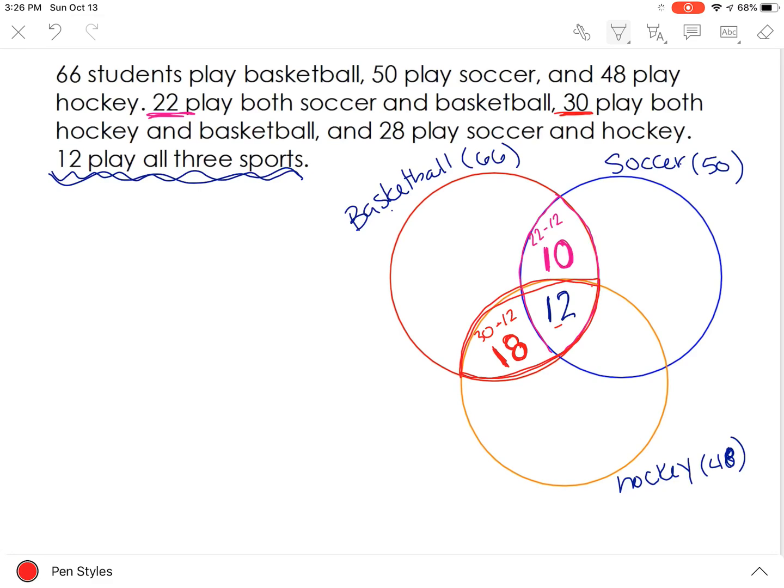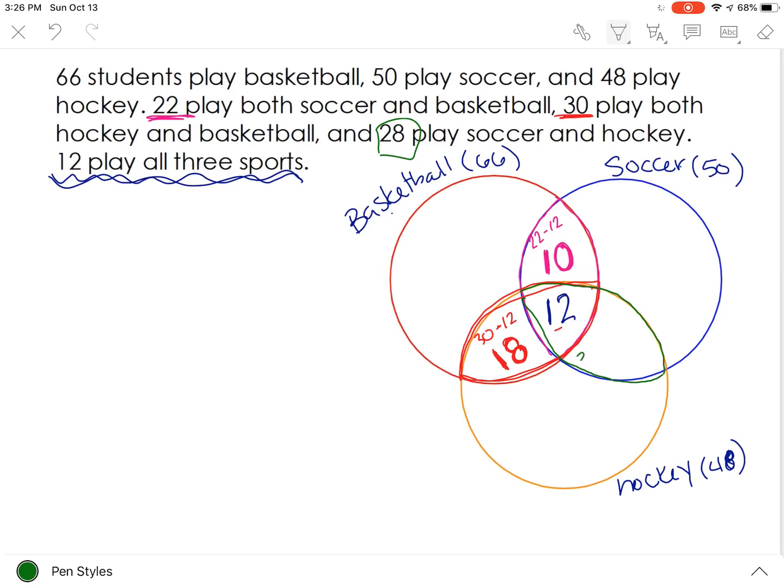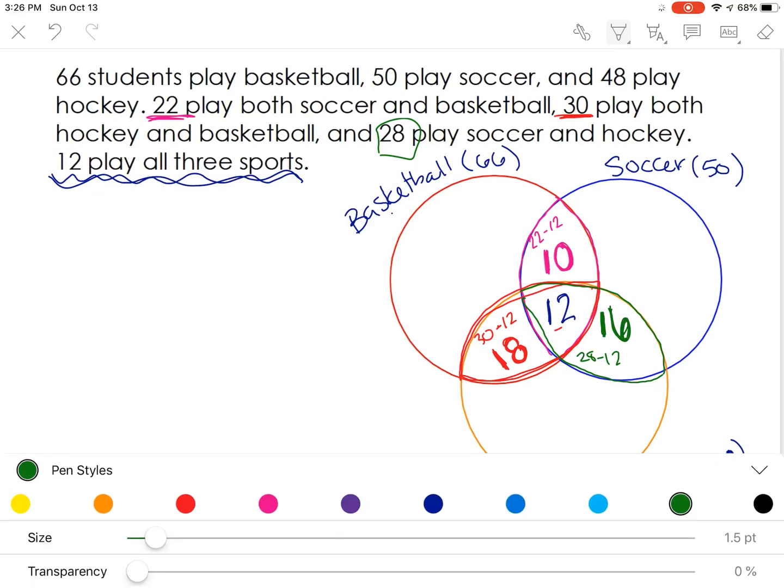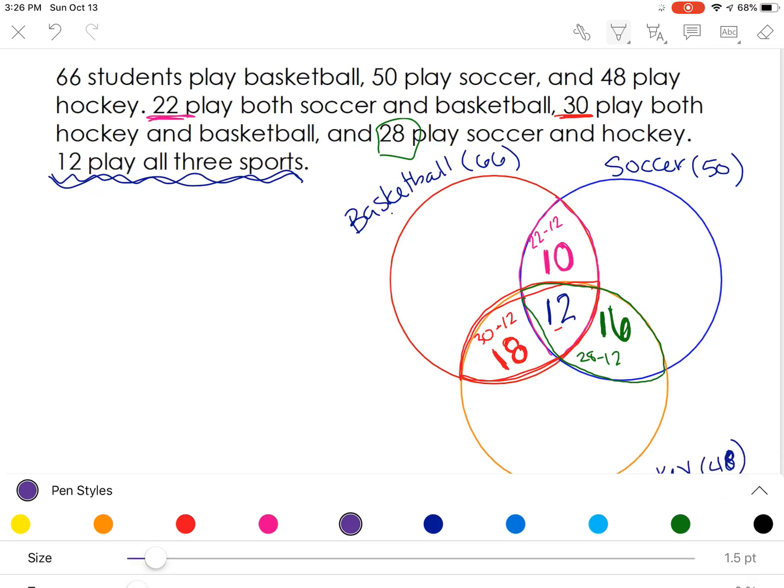And then it says that 28 people play soccer and hockey, so that's our last little joint section here. We've already accounted for 12 of them, so 28 minus 12 leaves us with 16 people who play soccer and hockey. 16 people. Well, we have one area left to fill. We have to figure out how many people just play basketball, just play soccer, and just play hockey.